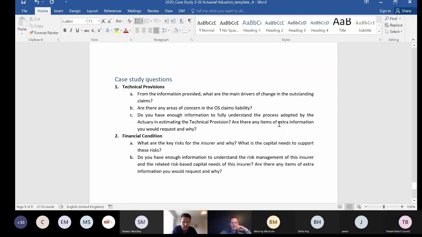Yes, perfect. Question 2B. Do we have enough information to understand the risk management of this insurer and the related risk-based capital needs of this insurer? And are there any items of extra information we would request and why? So I thought we could just kind of do this through chat. We have a few minutes left. Looking for some people to either unmute and speak up or type in chat some things that would be an answer to this question.